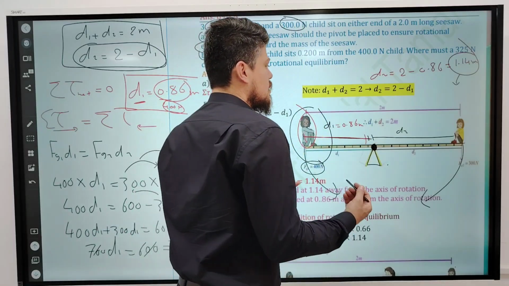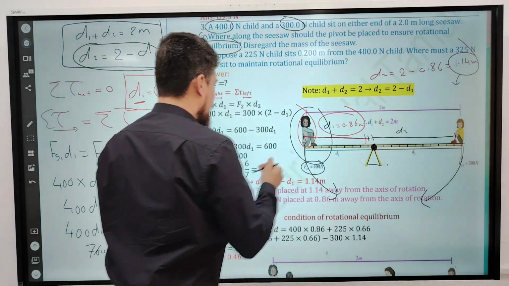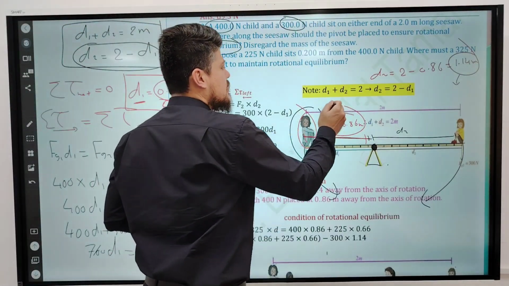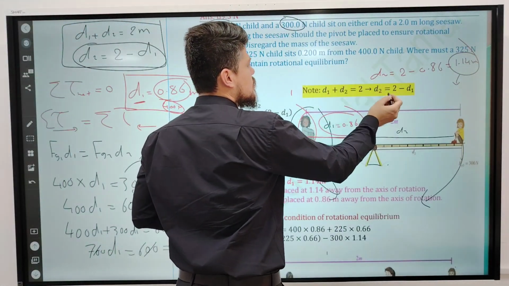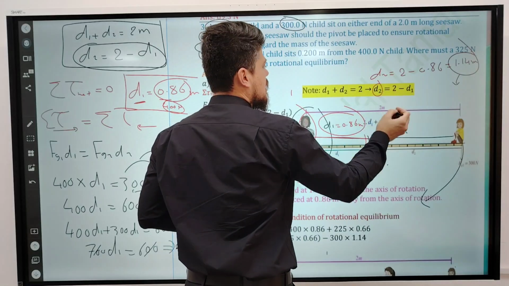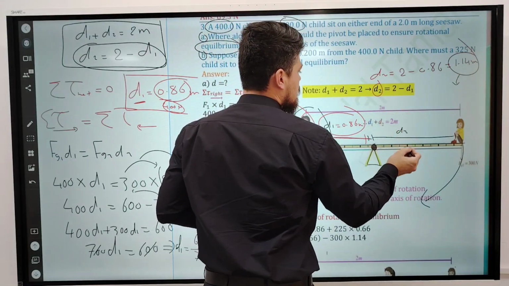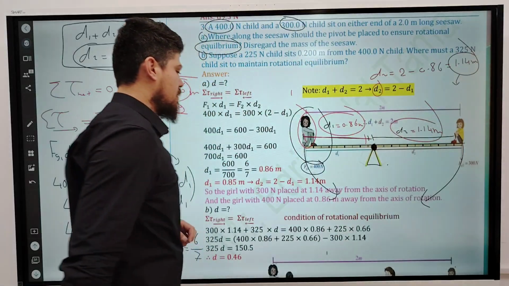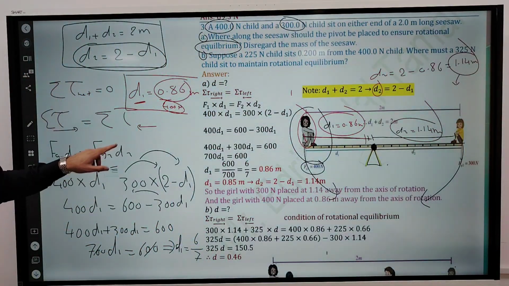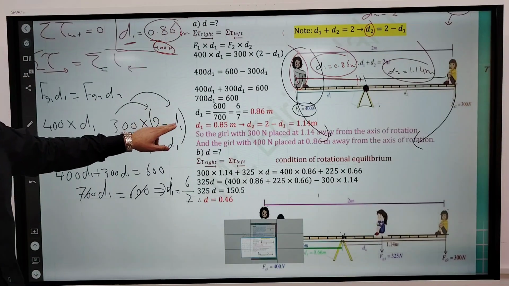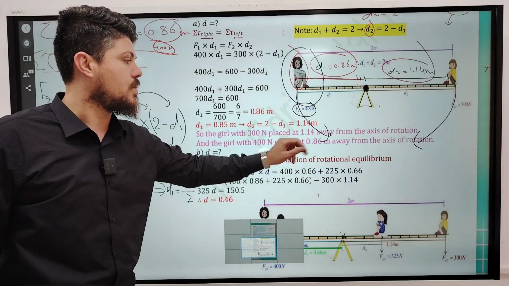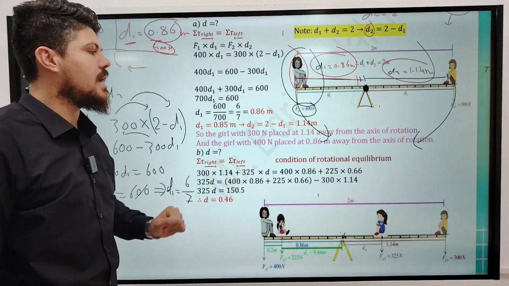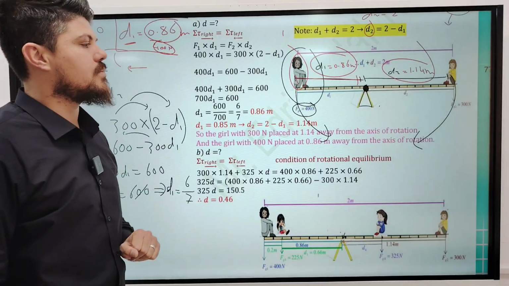How many distances do we have? Two distances. d1, we found by using rotational equilibrium, and for d2, after finding d1, we substitute into this equation, and d2 is equal to 1.14 meter. Also, I mention here, the child with the 300 Newton is placed 1.14 meters away from the axis of rotation, and the child with 400 Newton is placed 0.86 meter away from the axis of rotation.